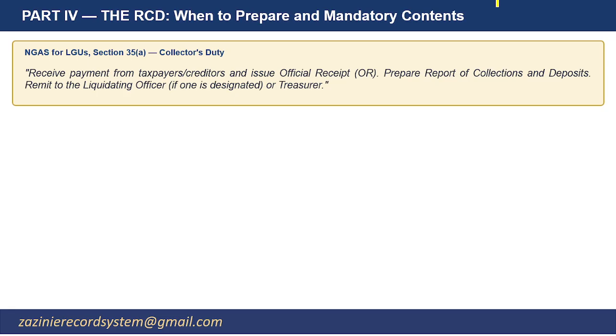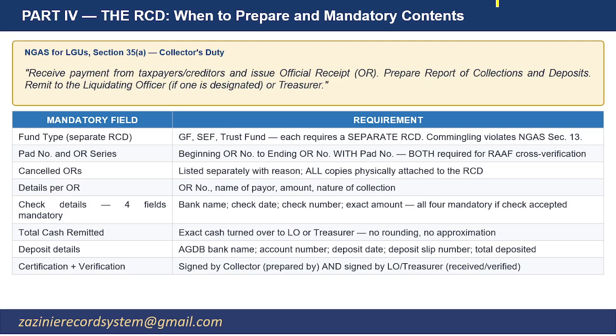Part 4. Special attention on the report of collections and deposits, one of the most frequently submitted, and frequently deficient, documents in the entire system. It must be prepared separately for each fund type. General Fund, Special Education Fund, and Trust Fund each need their own report, since commingling them violates Section 13 of the NGAS rules. The PAD number and the official receipt series are both mandatory entries for cross-verification against the report on accountability. Cancelled receipts must be listed separately with all copies attached. For check payments, 4 details are mandatory: bank name, check date, check number, and exact amount. Missing even one makes a dishonored check practically untraceable.